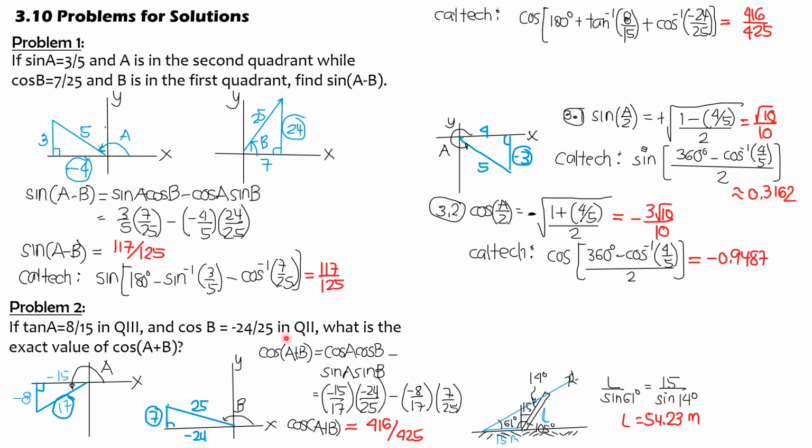Next, problem 2. If tangent of A is 8/15 in quadrant 3 and cosine B is -24/25 in quadrant 2, what is the exact value of cosine A plus B? Cosine of A plus B is cos cos minus sin sin. If you can memorize, good; if not, there's a calculator technique so that you can obtain the exact value of this trigonometric function value.